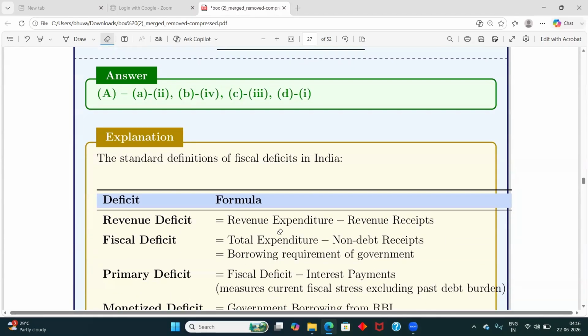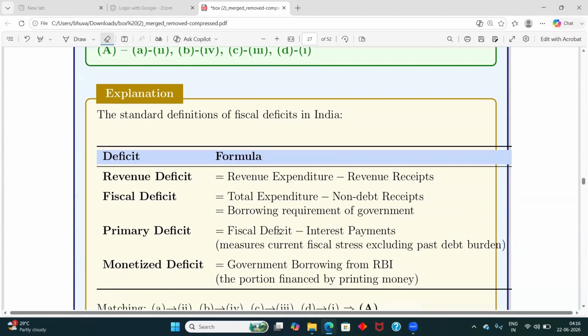Revenue deficit is revenue expenditure minus revenue received. Fiscal deficit is total expenditure minus non-debt receipts. Primary deficit is fiscal deficit minus interest payment; it measures the current fiscal stress excluding past debt burden. Monetized deficit is government borrowing from the RBI, but this is not done now. When the government requires money, it goes to the RBI and prints more money. That leads to monetized deficit.